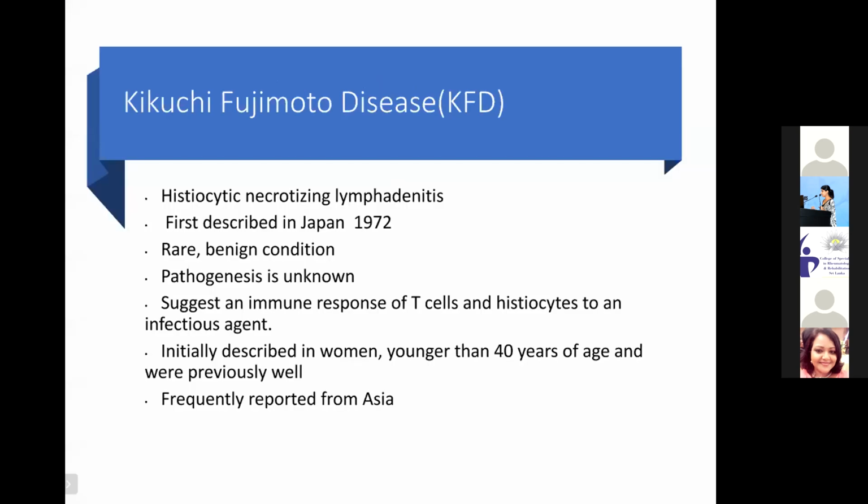So this is the clinical experience that we wanted to share with you all, but I would like to share some more in-depth knowledge that we have gained about Kikuchi while doing the survey. Kikuchi disease, also called histiocytic necrotizing lymphadenitis, was described in Japan in 1972 independently by Dr. Kikuchi and Dr. Fujimoto and his colleagues. It's a rare, benign condition, and the pathogenesis is unknown. Some postulations suggest an immune response of T cells and histiocytes to an infection.